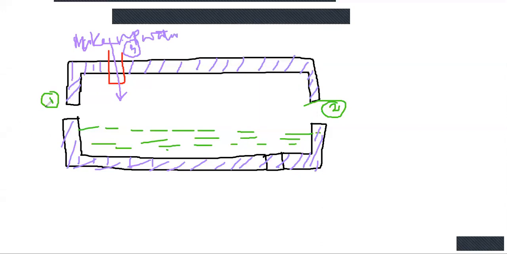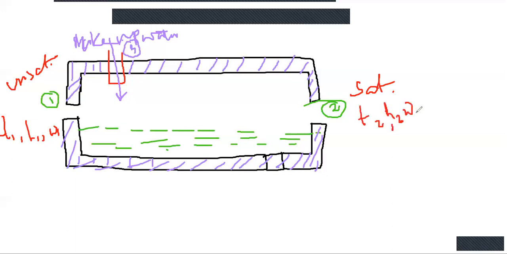Okay, now state 1 is unsaturated. I am writing in short form, unsaturated. This is saturated because the process is called the saturation process. First of all, we mark this: temperature T1, H1, and omega 1. This is T2, H2, omega 2. Okay, and the makeup water temperature is T3.